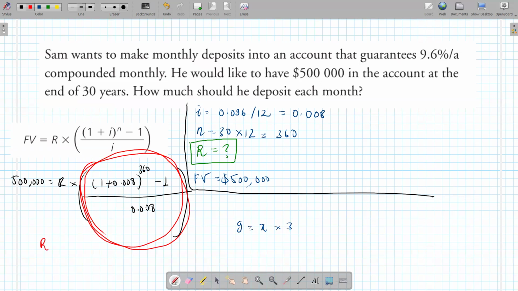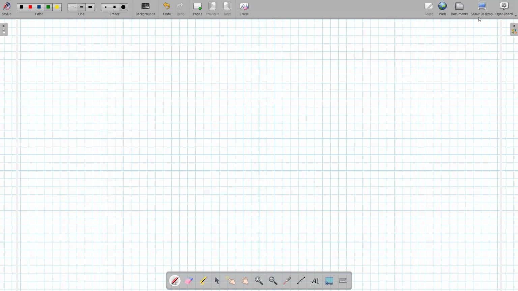So the answer here, R, is 240.8. So if you deposit $240 every month for 30 years, you'll have enough to buy a house, $500,000, which is like the median house price.